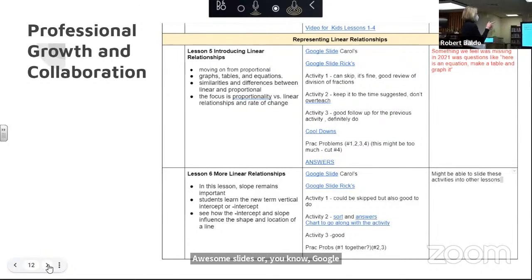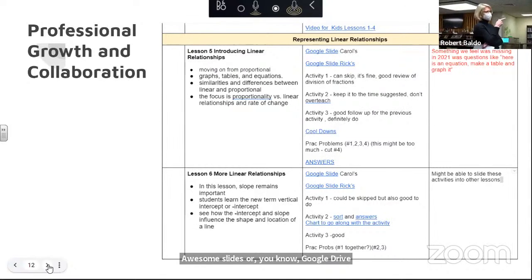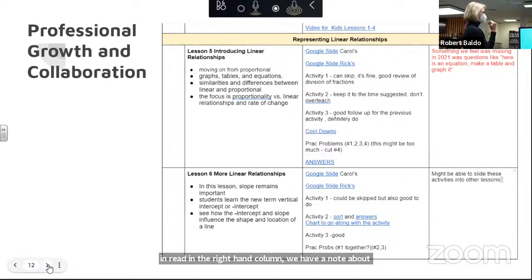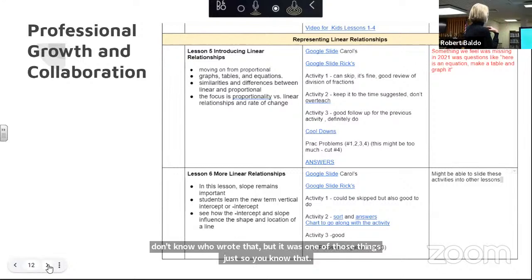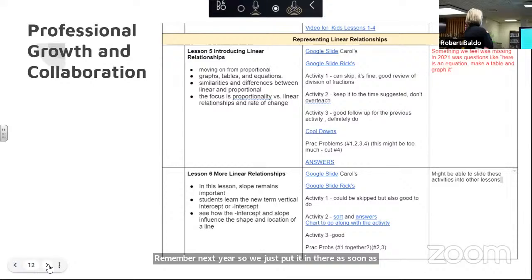In red, in the right-hand column, we have a note about our thoughts on this lesson for next year. I don't know who wrote that, but it was one of us, and we're not going to remember next year, so we just put it in there as soon as it happens. Ahead of time, I put all the cool downs, which are like an exit slip that the program provides, in GoFormative. We love having GoFormative, which is the online assessment tool that we have.